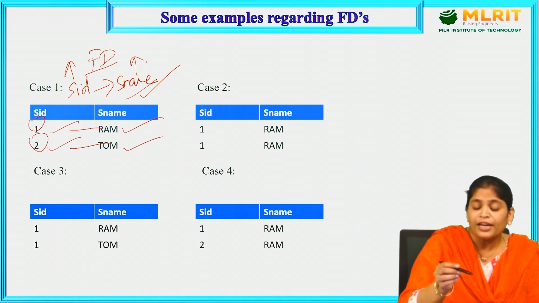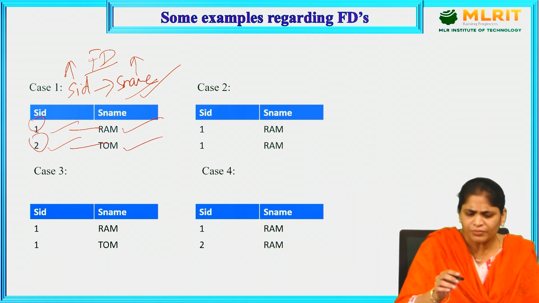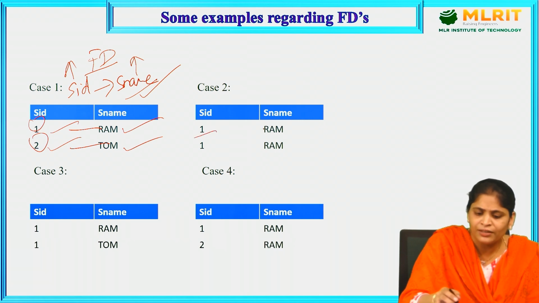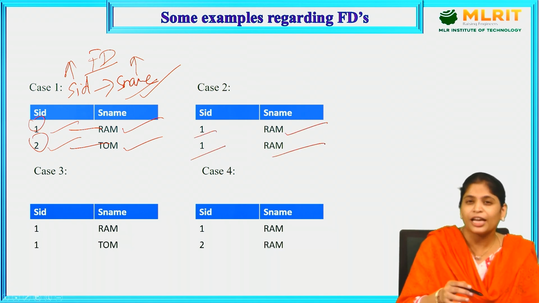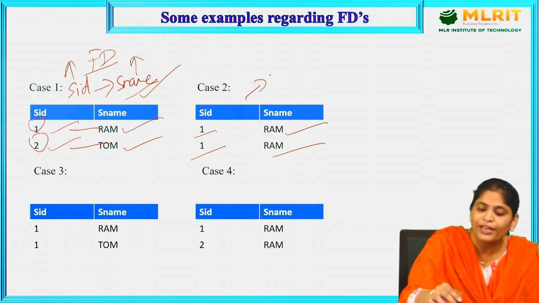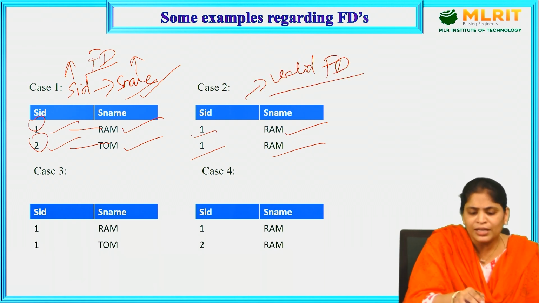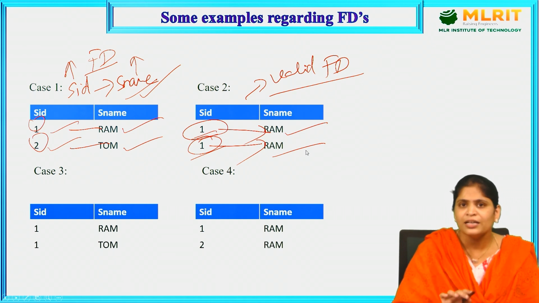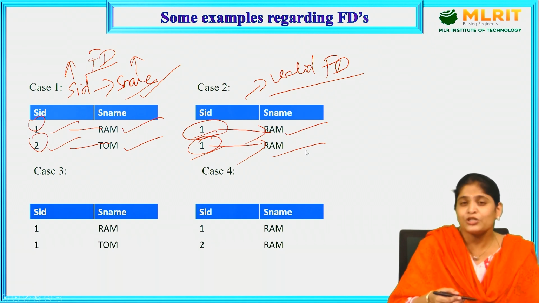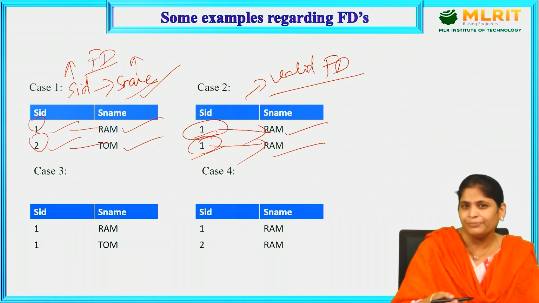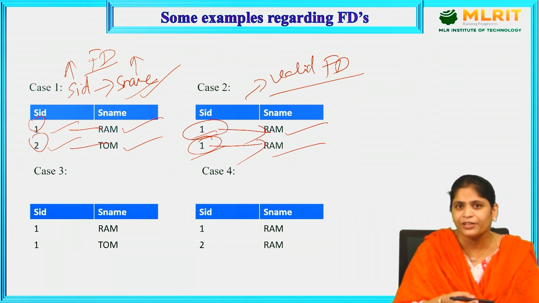Next, let us see case 2. SID is 1, name is Ram. SID is 1, name is Ram. This is also a valid FD. Here the ID and the person are the same, which means we are storing the same person's data repeatedly. That is also a valid FD.